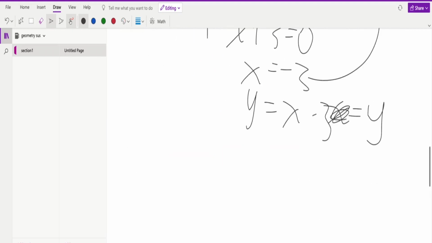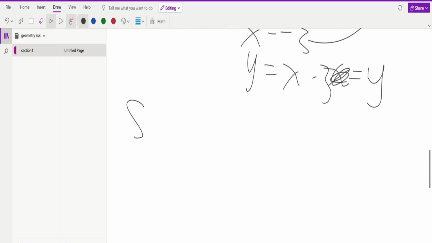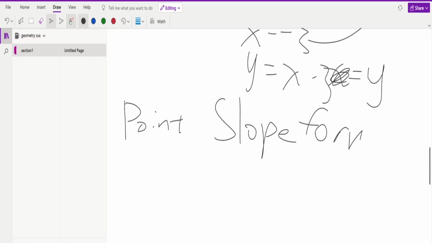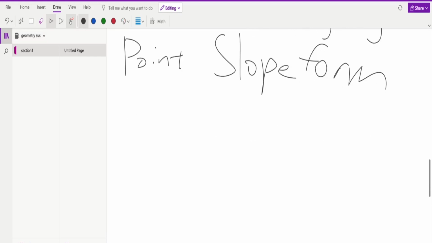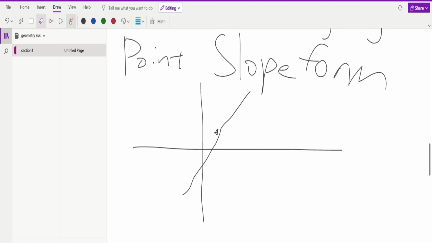The other part is we want to learn something called point slope form for a line. And what that does is, let's say we have a point here, and we have a line that goes through it. It's a crudely drawn line, so I'll get rid of that. We have a line that goes through it, and we want to find the equation for this line.